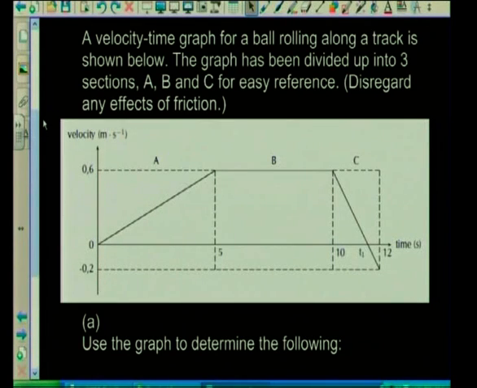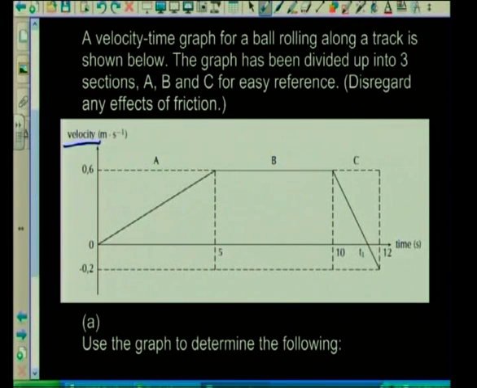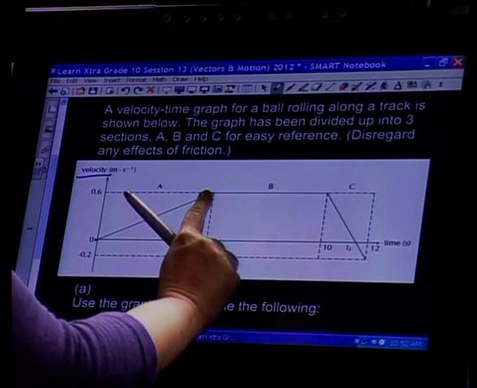A velocity time graph for a ball rolling down along a track is shown below. Here we have our graph. It's divided into 3 sections. They're really nice for us because they tell us this is section A, section B, section C. Now, what does this graph tell me? Let's just work through it before we actually answer any questions. It's a velocity time graph. So my ball starts at 0, accelerates to 0.6 in a certain direction.